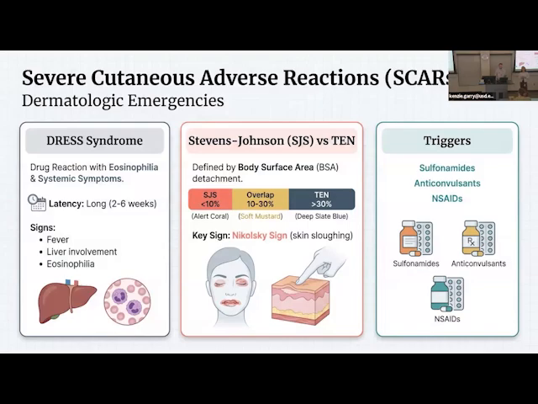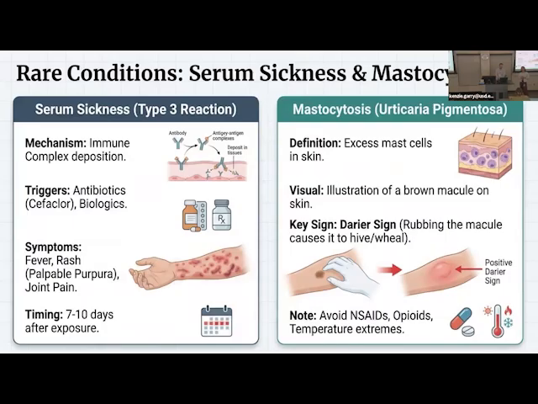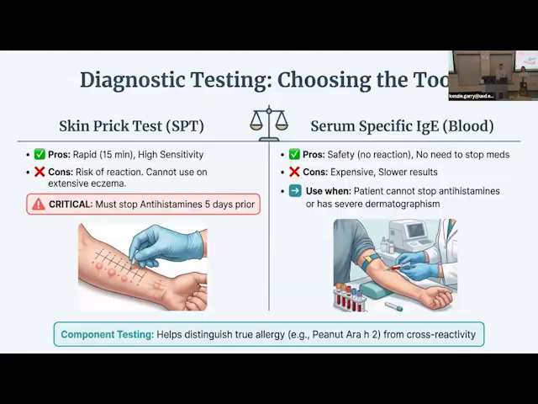Severe cutaneous adverse reactions: there is toxic epidermal necrolysis, Stevens-Johnson syndrome, and lots of medications can trigger them, like sulfonamides, NSAIDs, anticonvulsants. And there are rare conditions like serum sickness syndrome, and also mastocytosis. These are also allergy diseases.